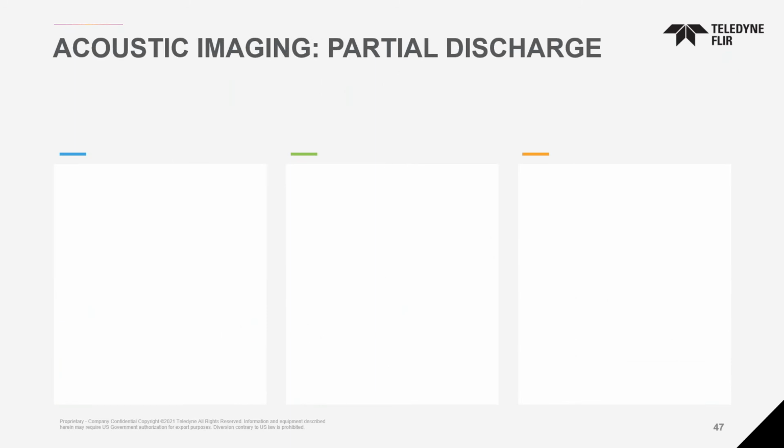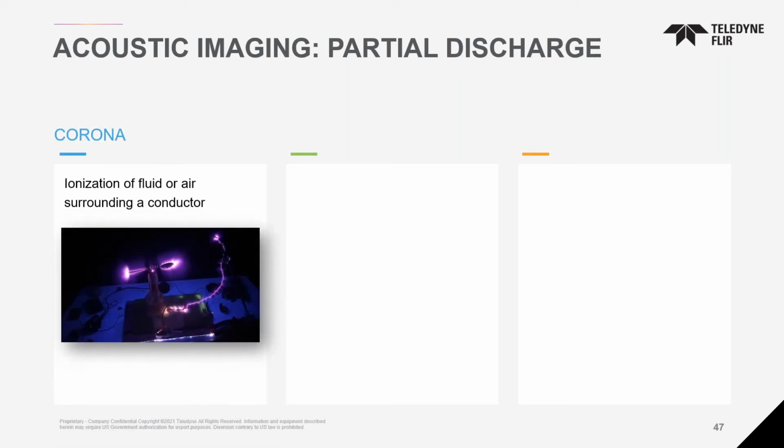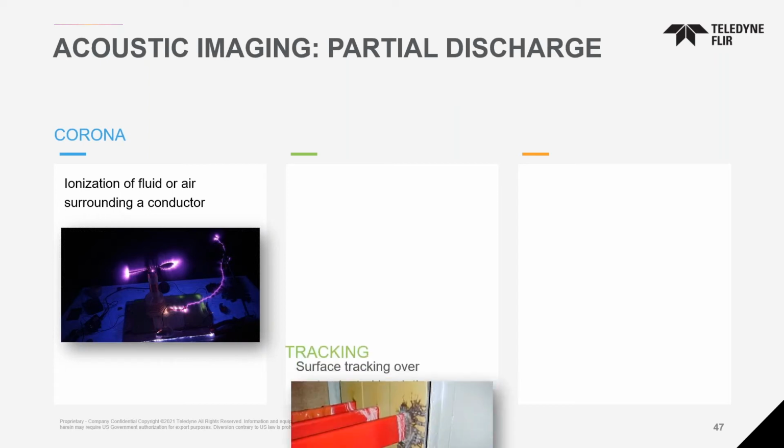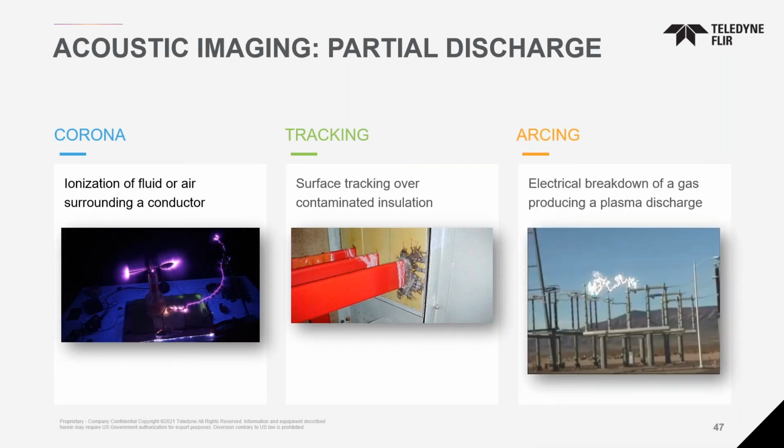Now, partial discharge, what is that in the electrical world? Well, you might have heard of the term corona. If you haven't, corona is basically ionization of the fluid air around any conductor. We don't see it. Well, you might see sometimes, but typically we don't see it. But that eventually creates surface tracking. And there's cracks on that, and eventually electrical breakdown or arcing, kind of similar to the arc flash.